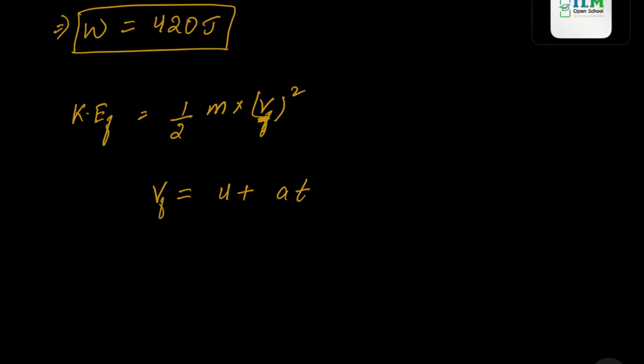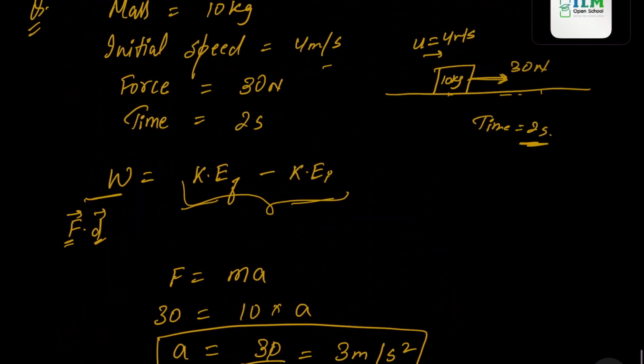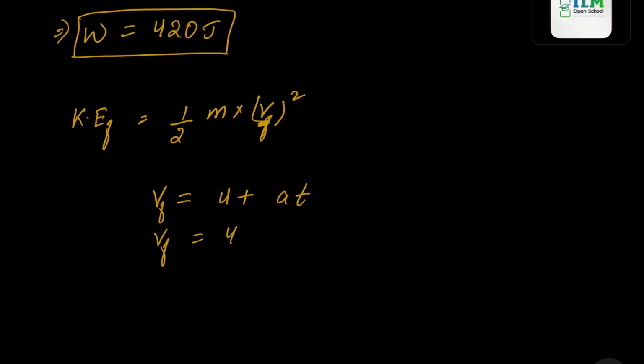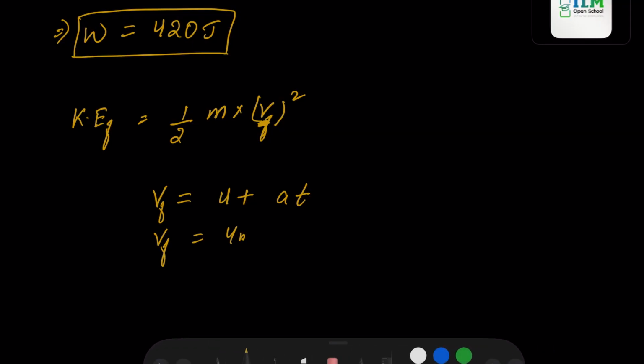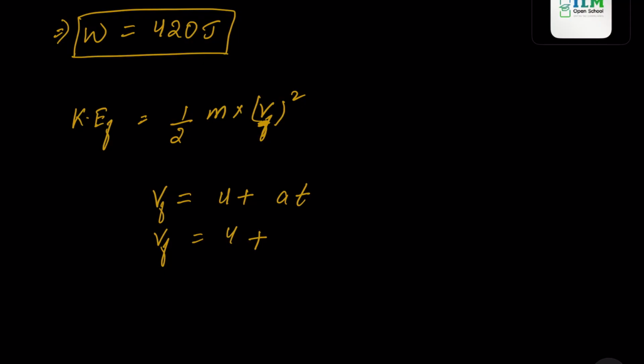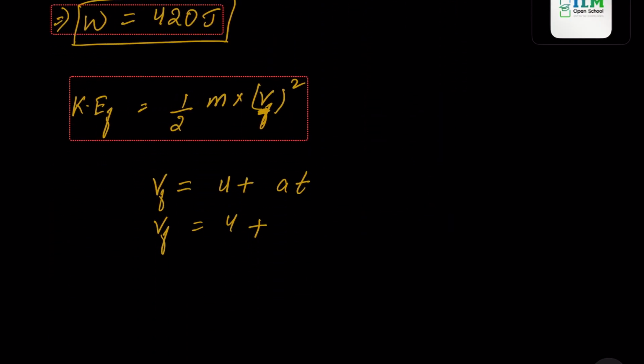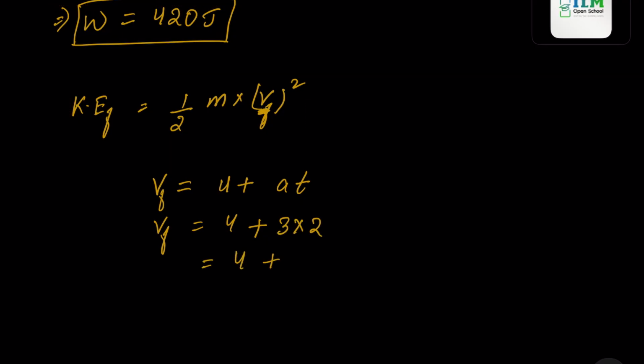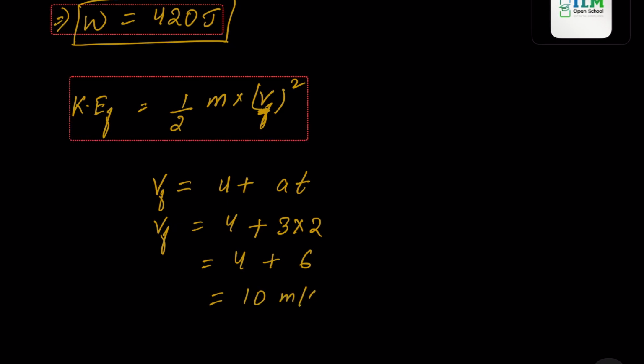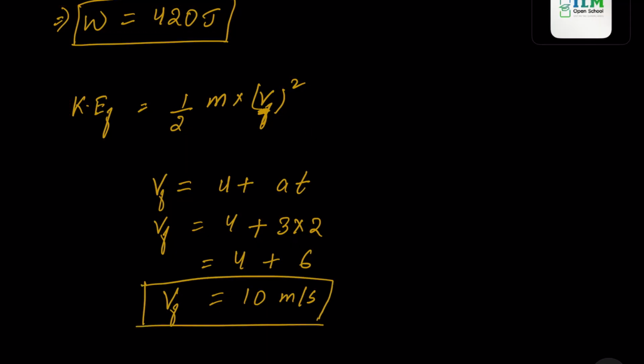V final is U, the initial velocity, 4 meter per second. Don't write the unit here; we will write the unit at the end. 4 plus acceleration 3 meter per second square into time 2. So it comes to 4 plus 3 into 2 is 6, 10. So it comes to 10 meter per second. Vf is 10 meter per second.